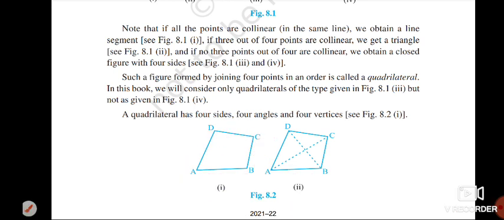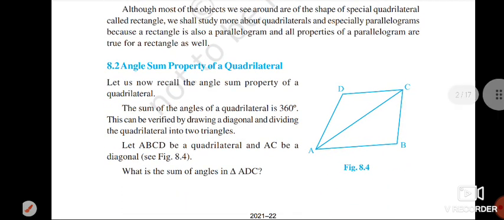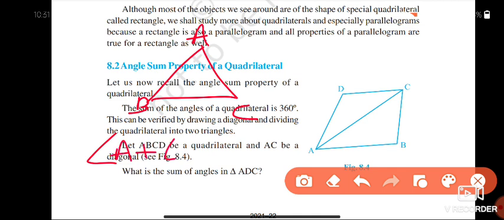Next in your textbook is the angle sum property of a quadrilateral. Now how will you use the angle sum property of a quadrilateral? See, you have studied the angle sum property of a triangle. Suppose we have a triangle A, B and C. So what is the angle sum property? Angle A plus angle B plus angle C will be equal to 180. This is the angle sum property of a triangle.